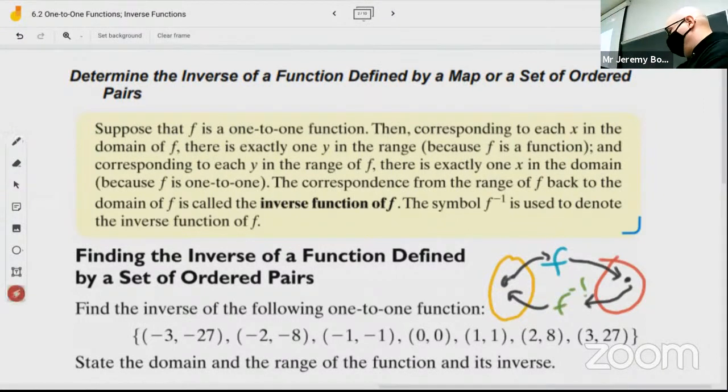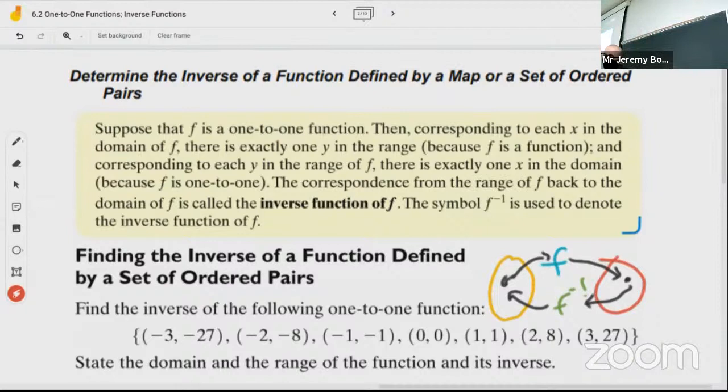So let's read this off. Suppose that f is a one-to-one function. Then corresponding to each x in the domain of f, there's exactly one y in the range. This should be one input to one unique output. And corresponding to each y in the range of f, there's exactly one x in the domain, because f is one-to-one. The correspondence from the range of f back to the domain of f is called the inverse function of f. And we symbolize that with f raised to the -1.